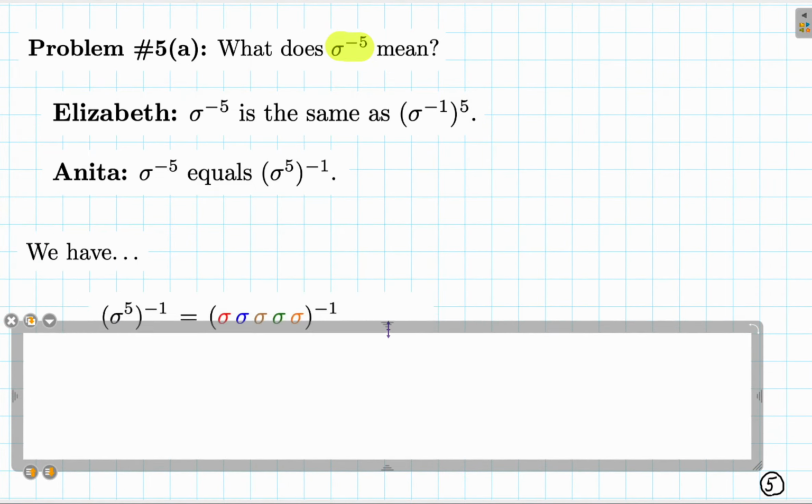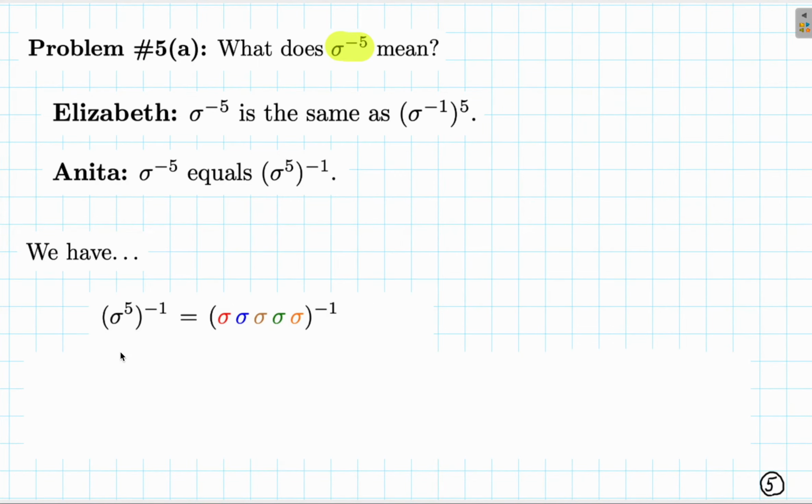Well, let's start with Anita's expression. So sigma to the 5th, the inverse of that. So sigma to the 5th means sigma times sigma times sigma times sigma times sigma, and we'd like to invert that. Well, let's do a generalized version of socks and shoes. Imagine this red sigma being socks number 1. And then on top of that, you wear the blue socks. And then the golden socks on top of that. And then the green socks. And then perhaps after that, you put on the orange shoes.